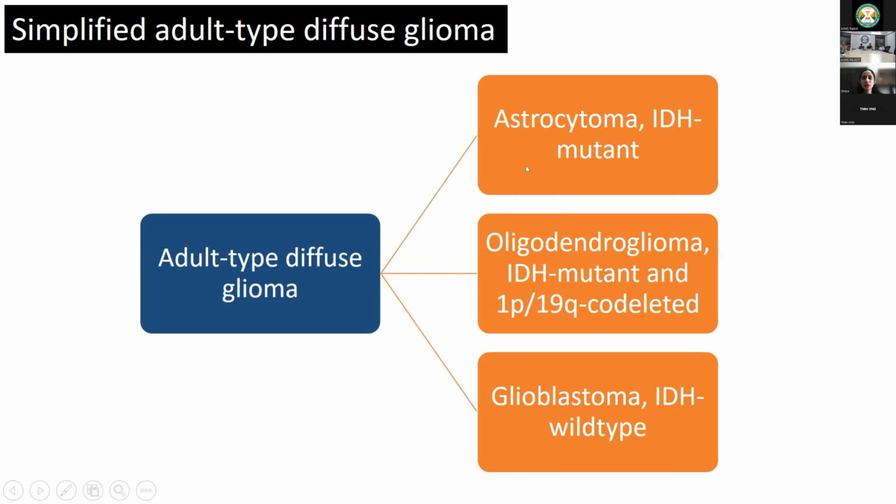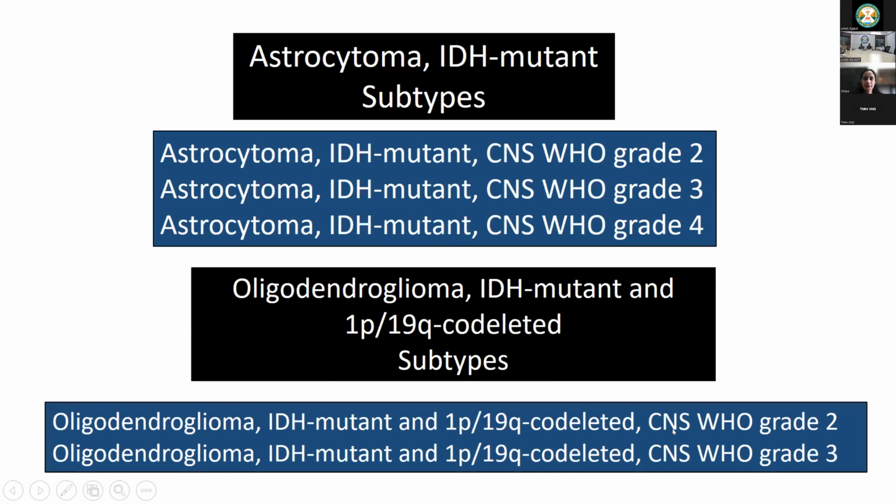So what you need to note here is all the astrocytomas are IDH mutant and glioblastomas are only IDH wild type. Previously, we had astrocytomas being IDH wild type and glioblastomas being IDH mutant, but that no longer exists. All IDH mutant are astrocytomas and glioblastomas are by rule IDH wild type.